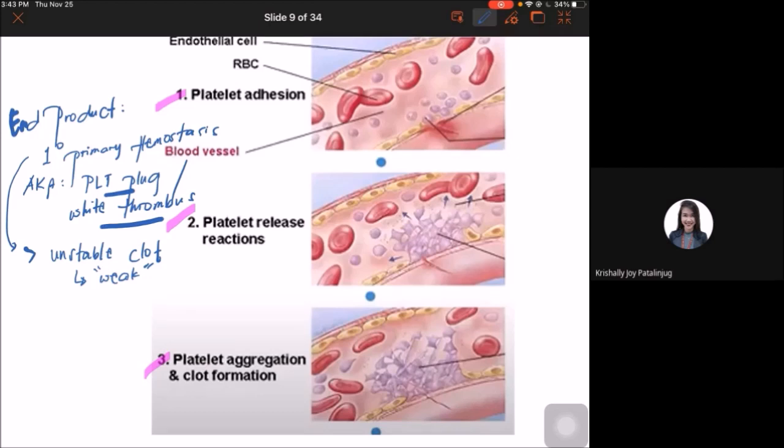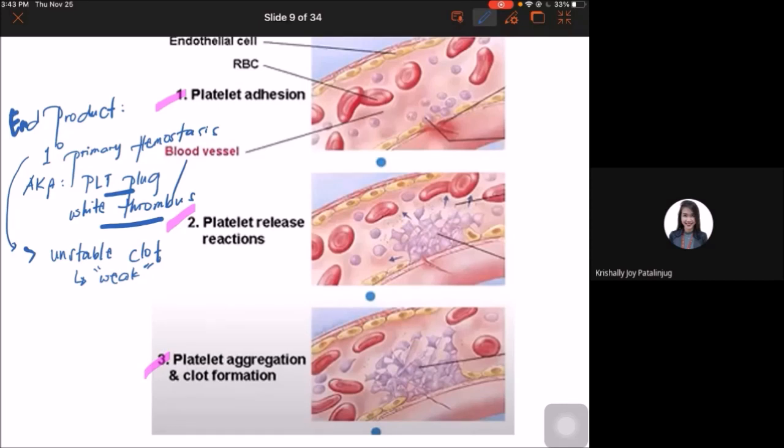Clot formation is important for the normal mechanism, to prevent bleeding. Now, what happens in primary hemostasis is that the clot that forms is still unstable. Okay? So it is prone to dissolution. Why is it prone to dissolution?